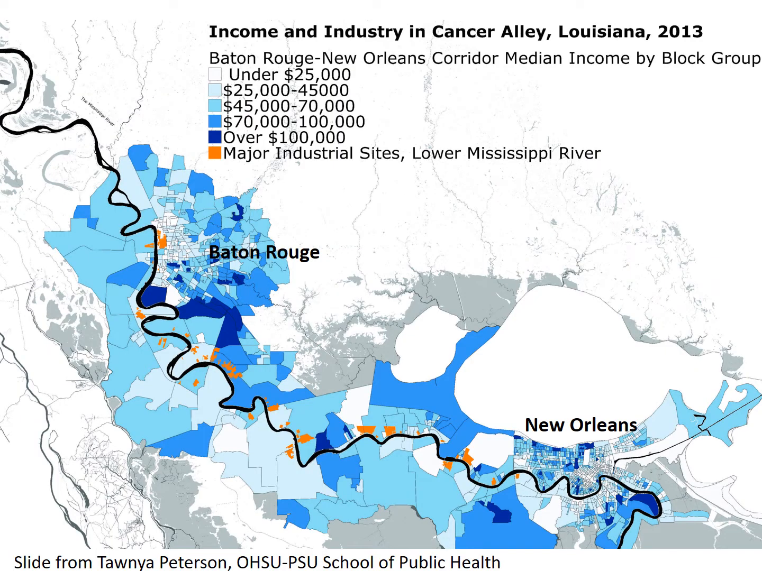If we look a little bit deeper, this is again the Mississippi River as you go down, and you can see this is income and industry in Cancer Alley in 2013. Where you have these darker shades of blue, those are greater regions of affluence, the higher income. And the orange are these situated major industrial sites. And you can see they tend to be in regions where there is lower socioeconomics.